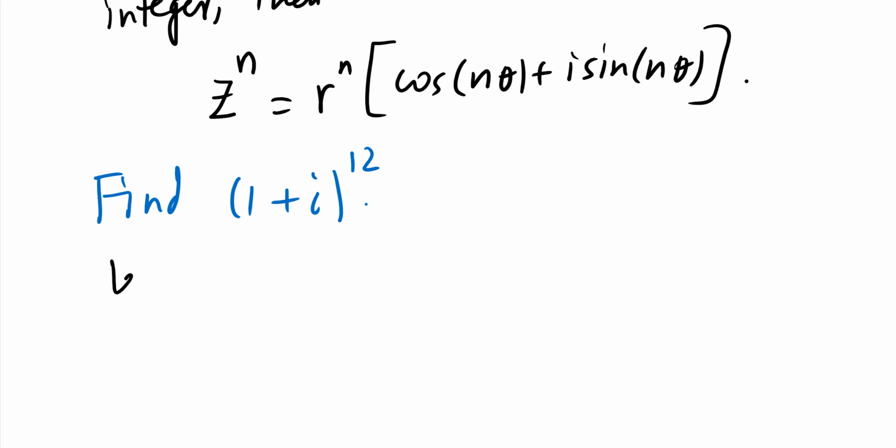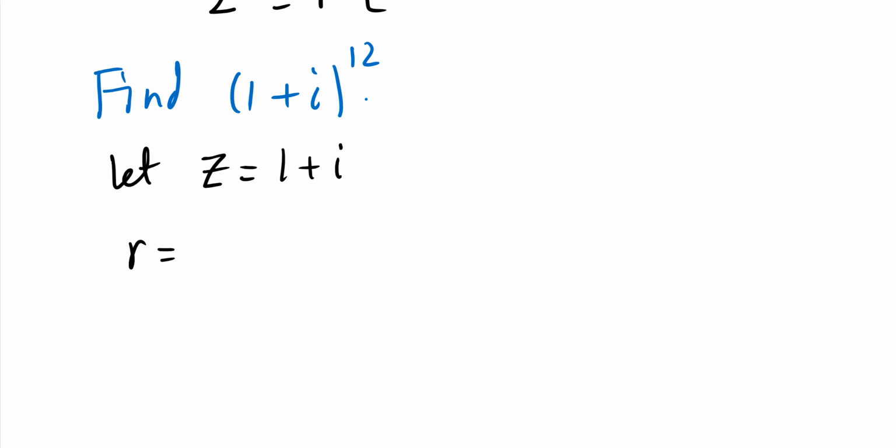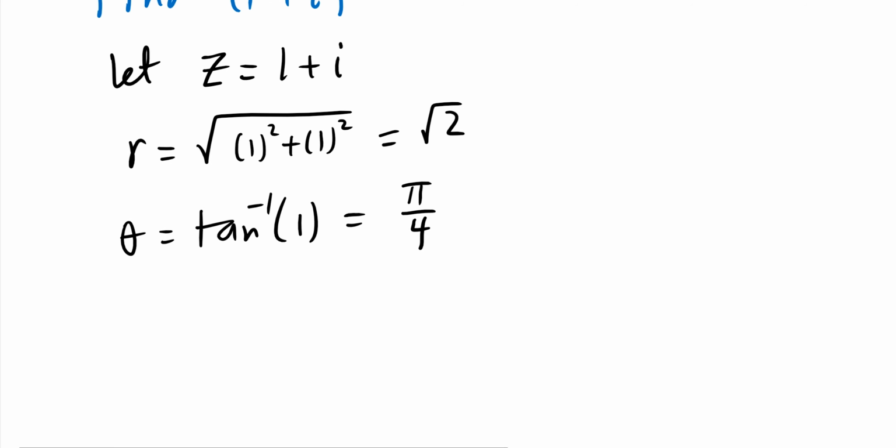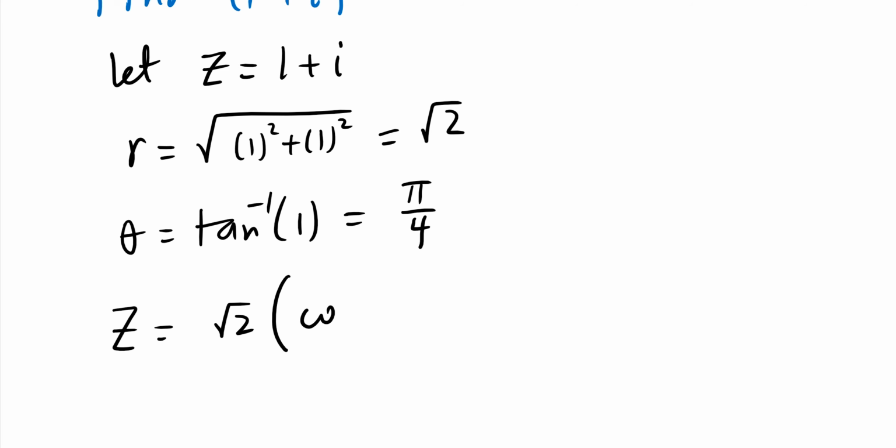So to do so, we first let z equal 1 plus i. And we need to write this in trigonometric form. So we need to find r, which is 1 squared plus 1 squared, that's the square root of 2, and theta, which is tan inverse of 1 over 1. And that's 45 degrees, or pi over 4. So then z can be written as r cosine pi over 4 plus i sine pi over 4. That's the trigonometric form for that complex number.